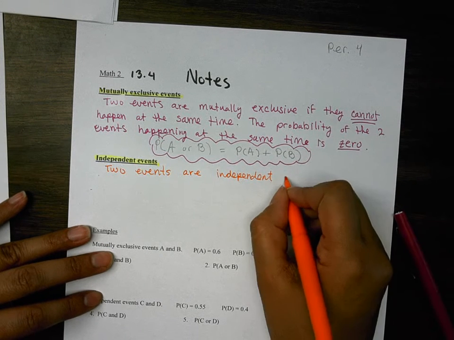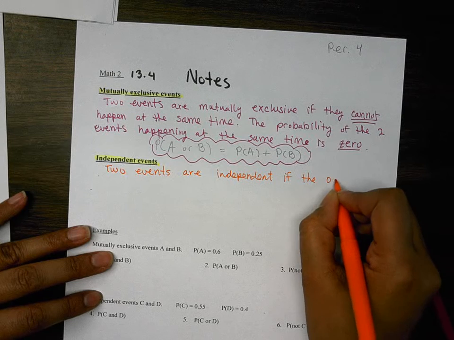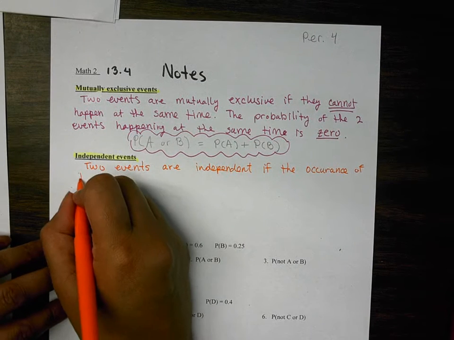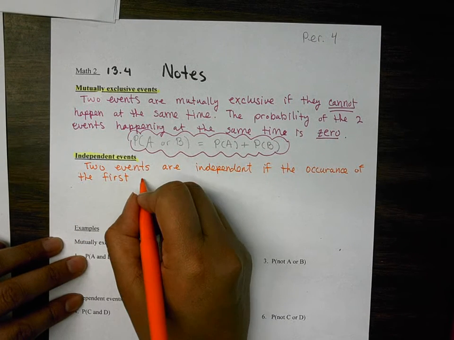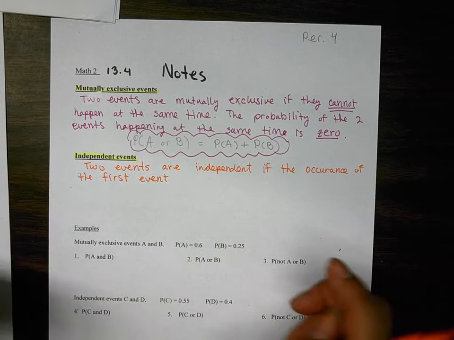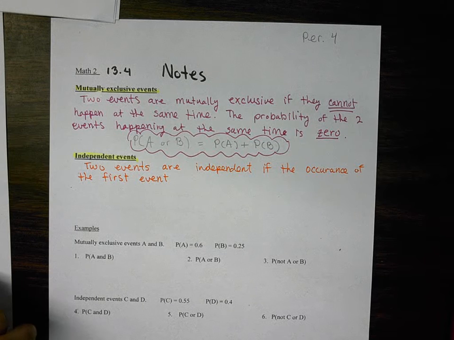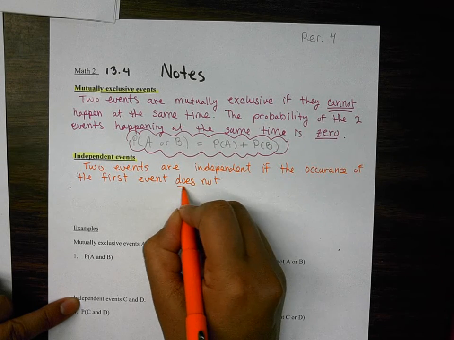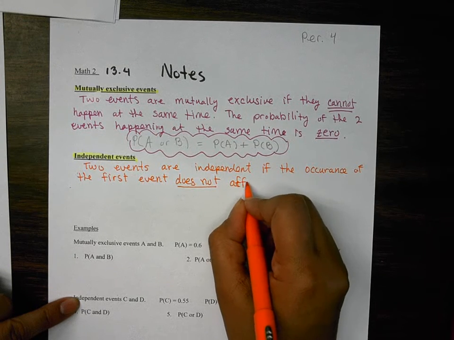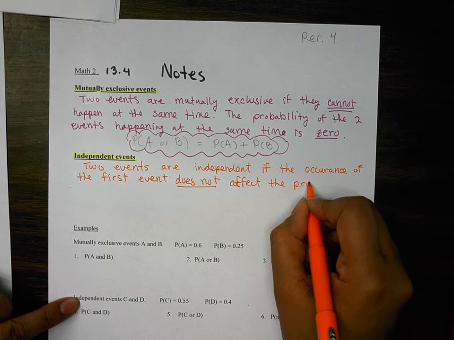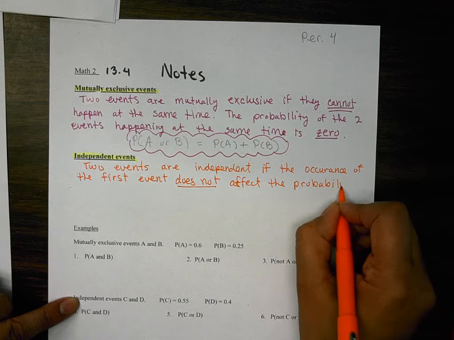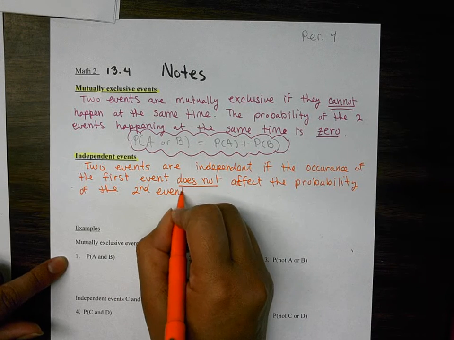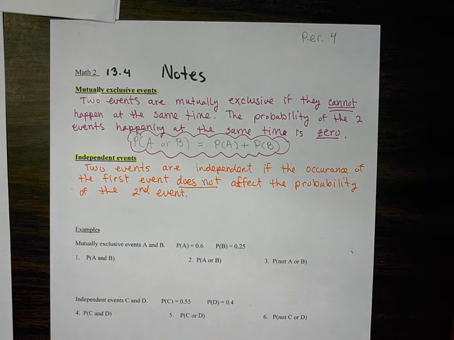Two events are independent if the occurrence of the first event does or does not affect the probability of the second event. Does or does not if it's independent. Does not affect the probability of the second event. Okay, for example, flipping a coin.